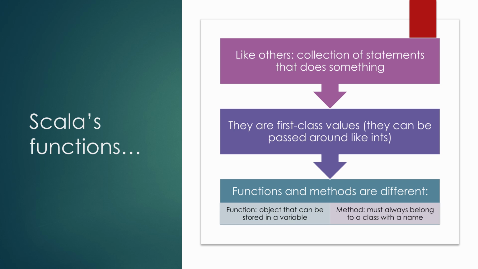In Scala, there's a difference between a function and a method. A function is an object that can be stored in a variable, while a method must always belong to a class which has a name.